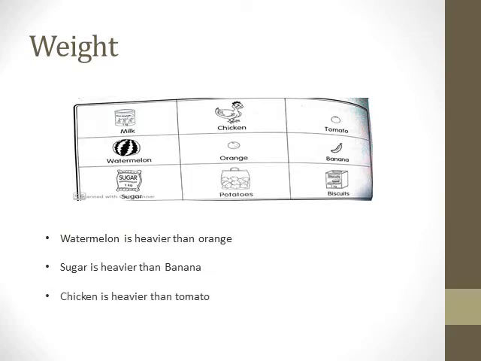If I check chicken with the tomato, chicken looks big in size, and tomato is a small one. So here you can also say that chicken is heavier than tomato. But what if I ask you which is heavier, orange or tomato? It will be very difficult to decide which object is heavier among these two, because they look the same when we look at the picture. So here we use the concept of weight.